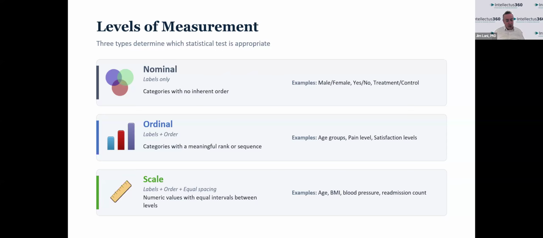Scale level is what we call it, okay? Continuous level variables, ratio level variables, interval level variables, these are all synonymous because they do not impact the analysis, okay? So we're going to call it scale, but just know that those other synonyms are the same, okay?